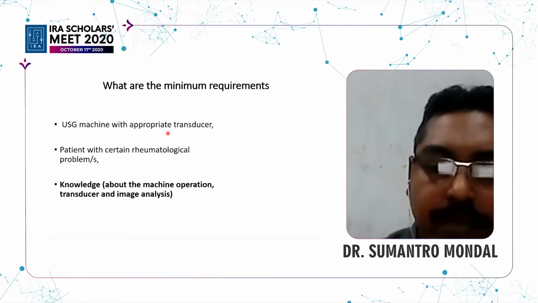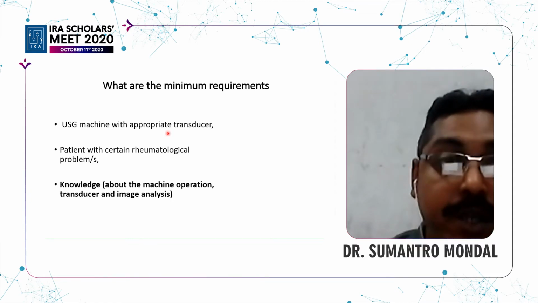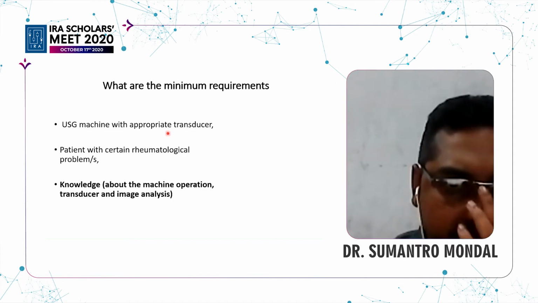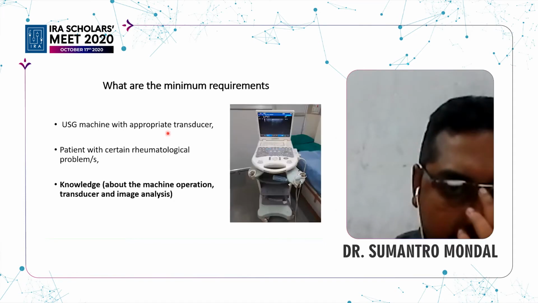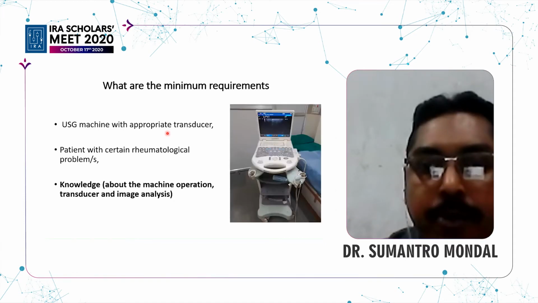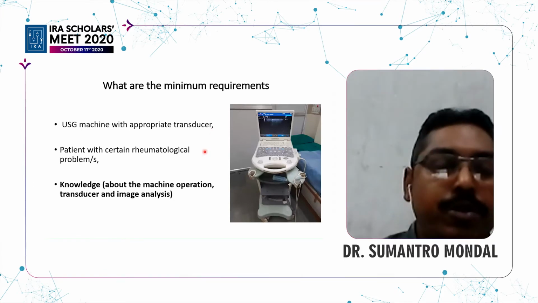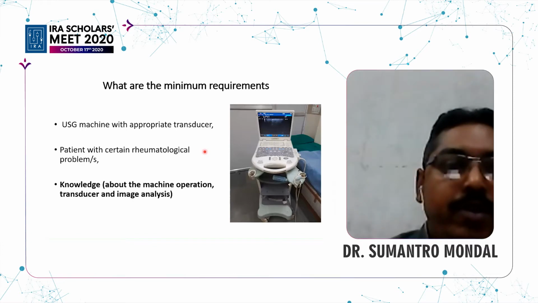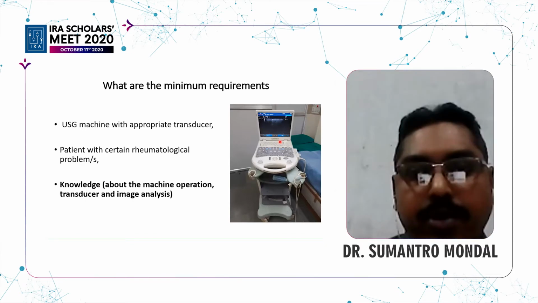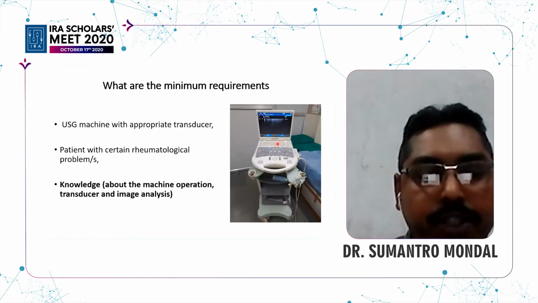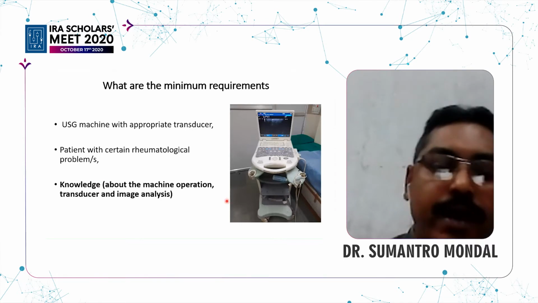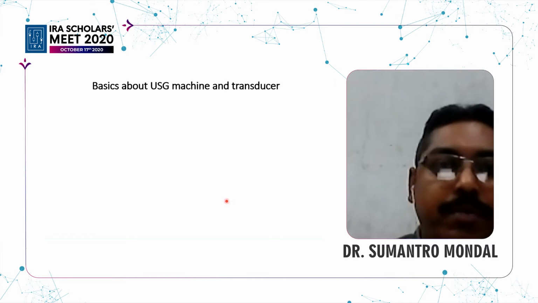The foremost one is the USG machine, which should be MSK dedicated with an appropriate transducer. And this machine we are using for more than 10 years with good result. Your patient with certain rheumatological or non-rheumatological problems, and most of all, the knowledge of how to operate the machine, how to choose the transducer properly, and how to analyze an image.